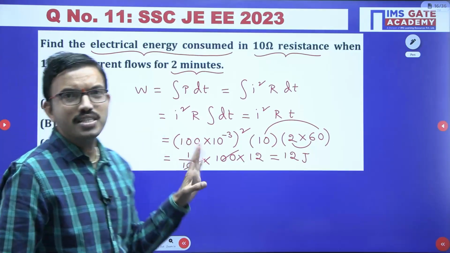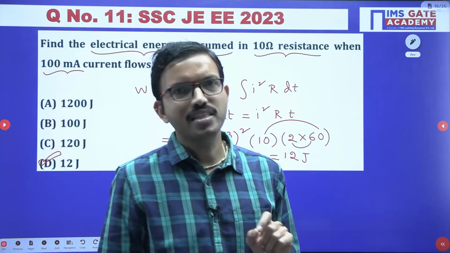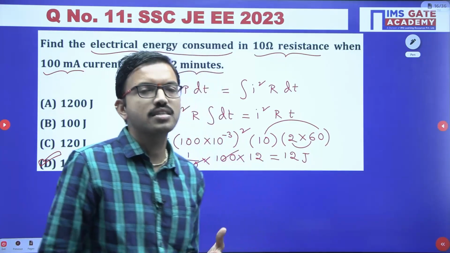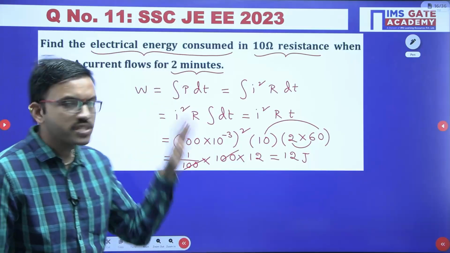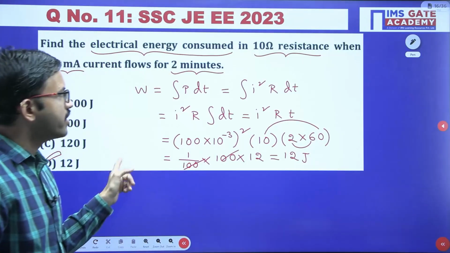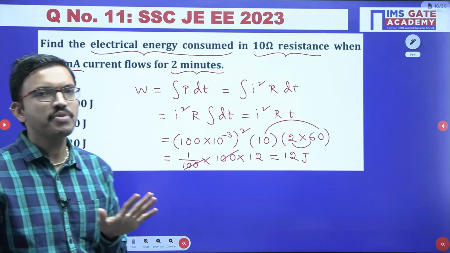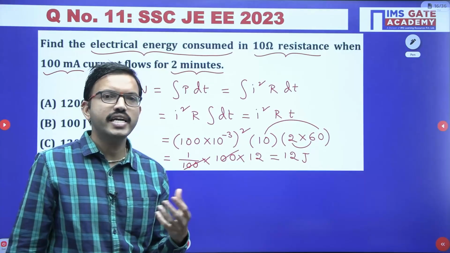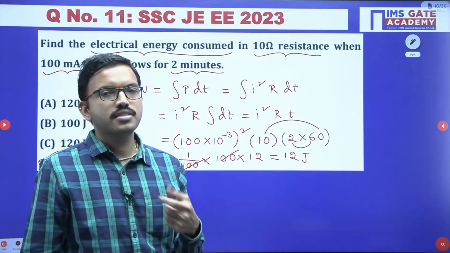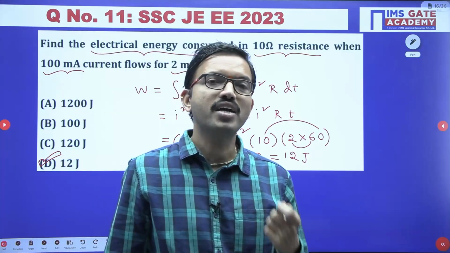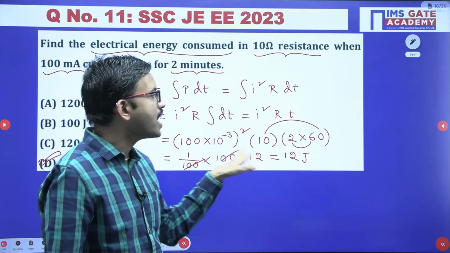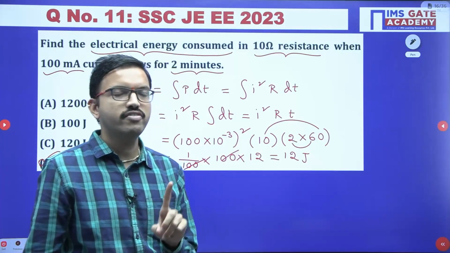Whenever the question gives time in minutes or hours, convert it into seconds. Because whatever standard units you have, like joules or watts, or even earlier coulombs, all these standard units are obtained when the time unit is seconds. That is very, very important.